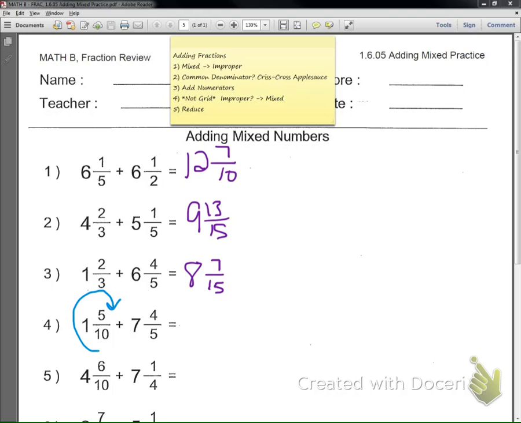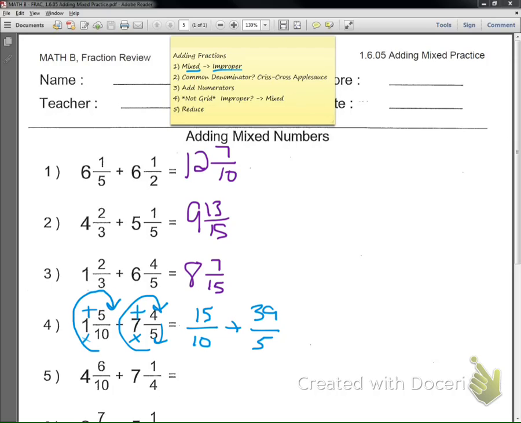First step is I need to change the mixed numbers to improper. 10 times 1 is 10, plus 5 is 15, over 10. By the way, if you find that you make a mistake along the way as I'm showing you these, then push pause and try to fix the rest of your problem before I show you the whole thing. Plus 7 times 5 is 35, plus 4 is 39, all over 5.